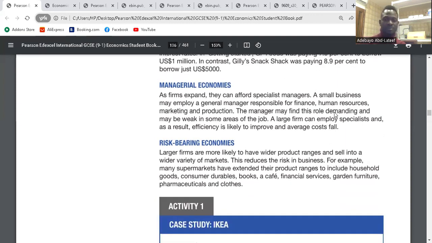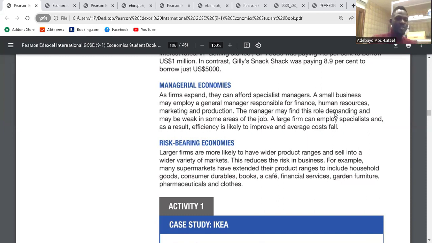Managerial economies. As a firm expands, they can afford specialist managers. A small business may employ a general manager responsible for finance, human resources, marketing, and production. The manager will find this role demanding and will be weak in some areas of the job. A large firm can employ specialists, and as a result, efficiency is likely to improve while the average cost of production will fall.